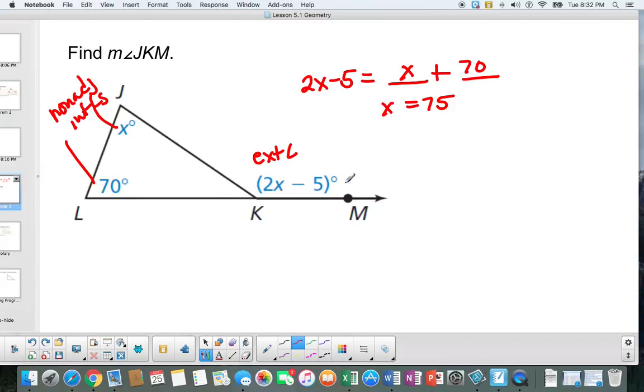So I'm going to take 2, multiply it by 75, and then subtract 5. So this is 150, take away 5, so this is 145. So this angle is equal to 145 degrees.